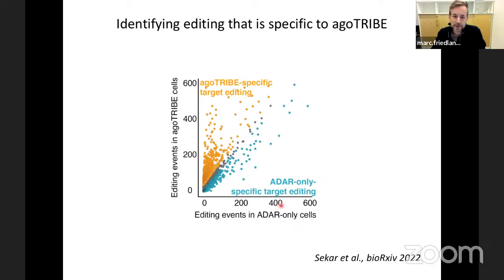And we see that some genes are fairly specifically edited in the ADAR-only, and we think that these are the kind of spurious editing events that we're not interested in. And then we saw that many genes or many transcripts are edited highly specifically in agoTRIBE and not when we just put in ADAR by itself without Argonaute or microRNAs. So we took the top around 1,000 of these and putatively assigned these as our agoTRIBE targets. This is still in 50,000 cells, just to keep you all on track.